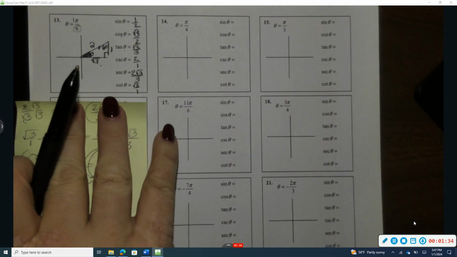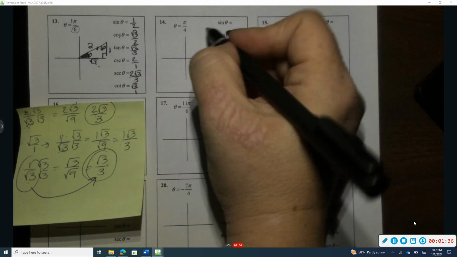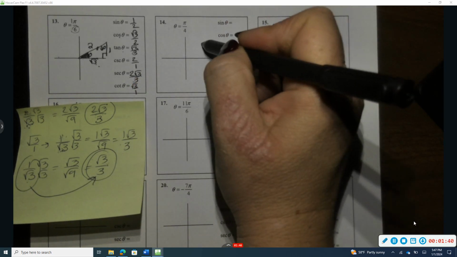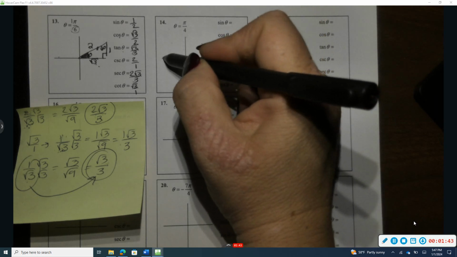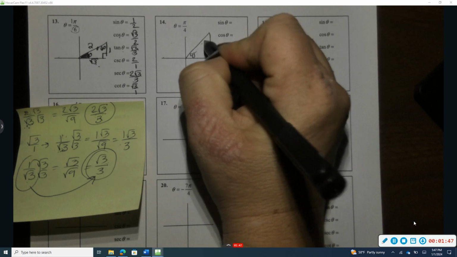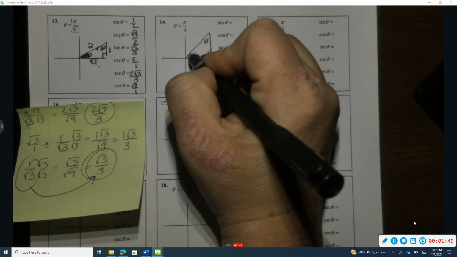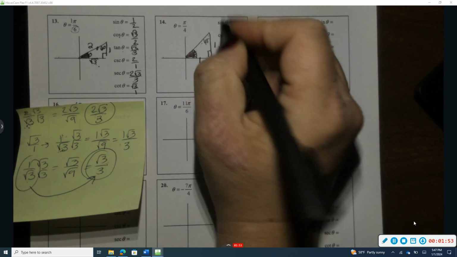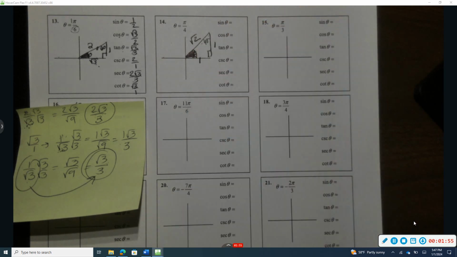Let's look now to 1 pi over 4. So anytime we have a denominator of 4, it'll be 1 pi over 4, 2 pi over 4, 3 pi over 4, 4 pi over 4, and so on. So right here, I have a 45, 45, 90, and this is the interior angle that I'm evaluating. Across from the 45s will be 1s, and across from 90 degrees will be the square root of 2.